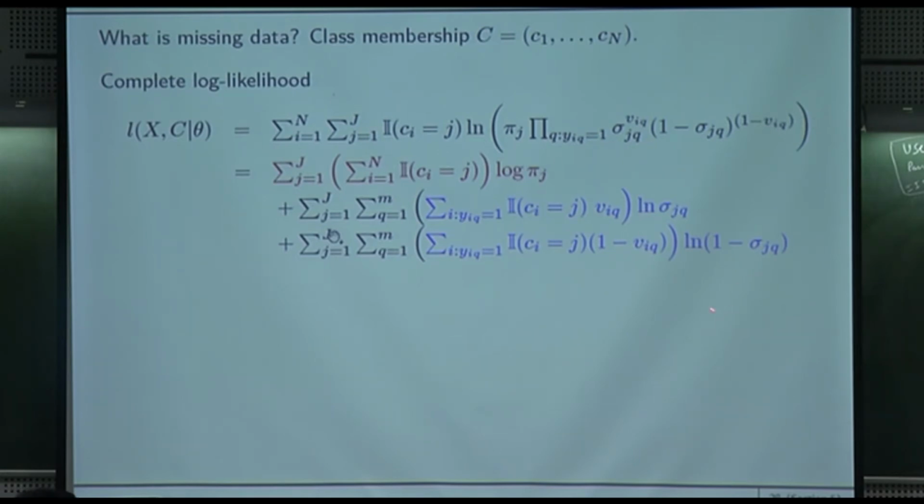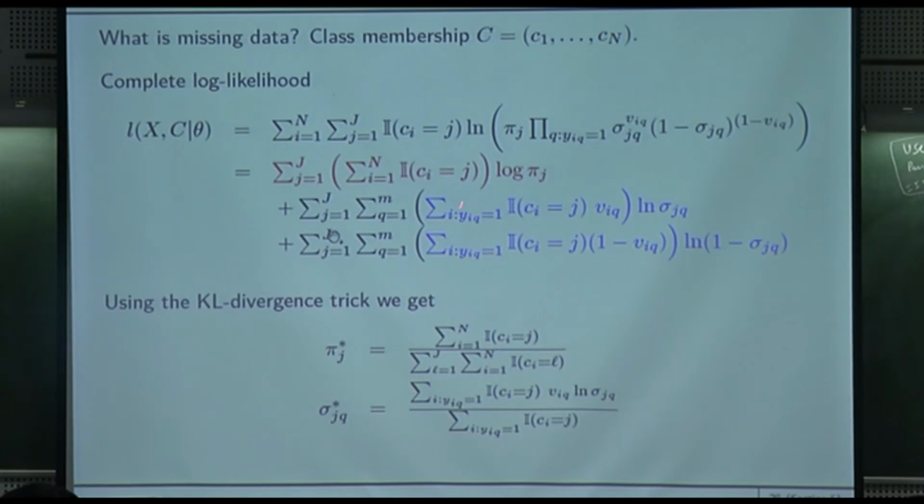If you expand it out, you end up getting one summation which just comes from pi j, another summation that involves sigma jq, another summation that involves 1 minus sigma jq. That log will bring the pi j down. Oh, by the way, I am using log and ln completely interchangeably. So don't make any difference between log and this log. Log and natural log are the same for me.